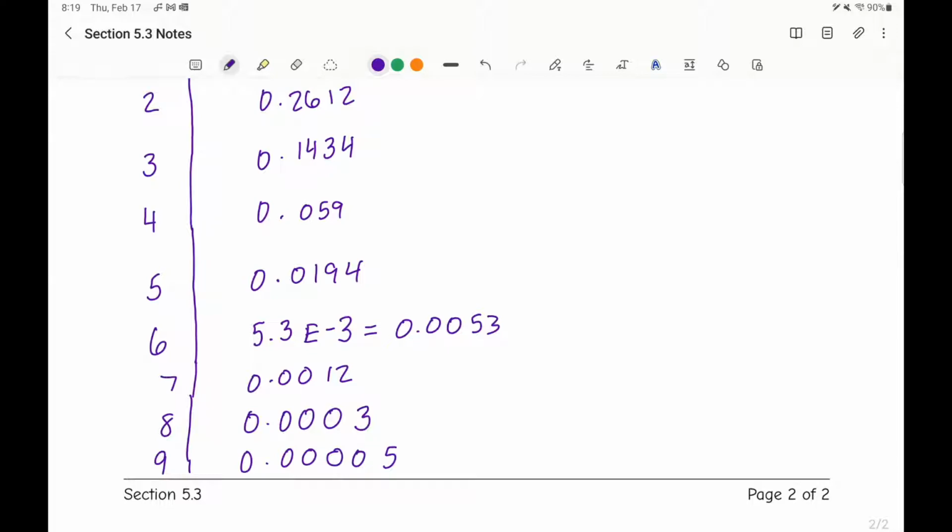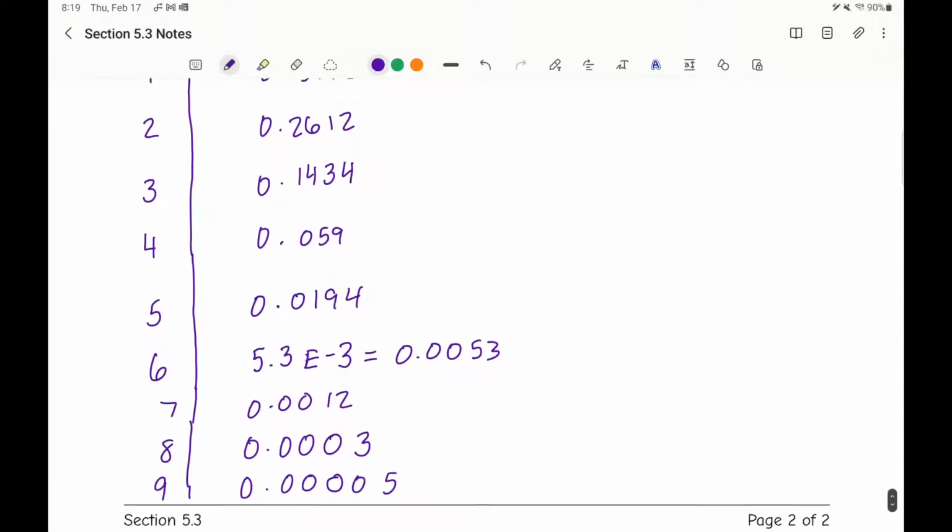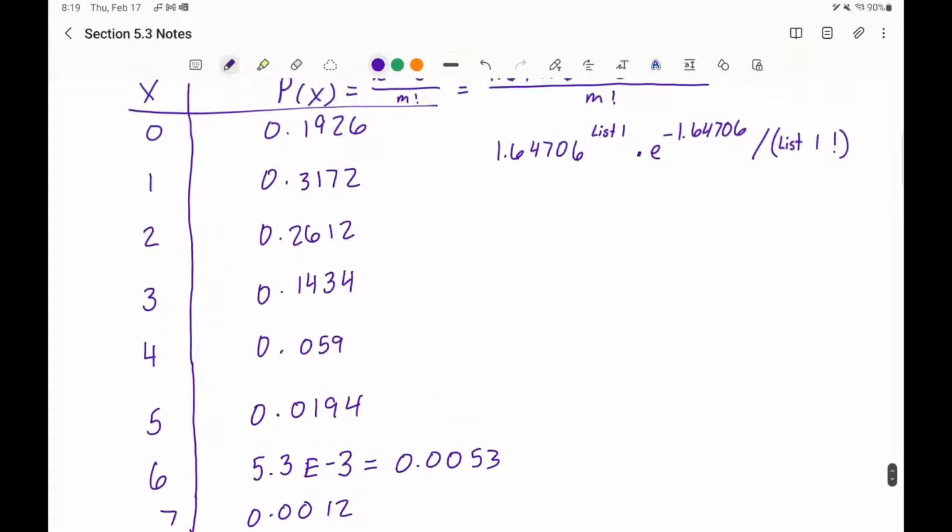So for all intents and purposes, I could have stopped around 6. Even though it technically goes off to infinity, I hope you're noticing the probabilities are getting smaller and smaller and smaller to the point where it's basically going to be 0. So this is how you can do a probability distribution table for a Poisson variable without going to infinity. You just stop when the probabilities get small enough.